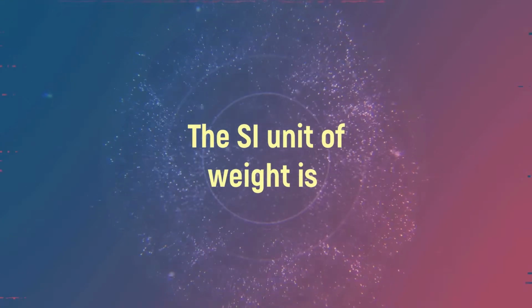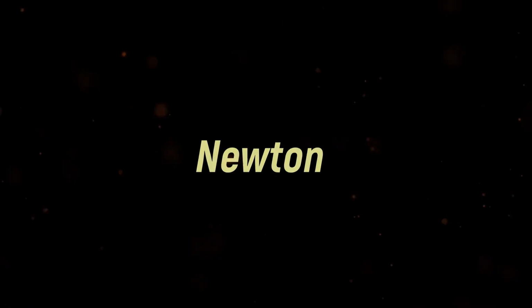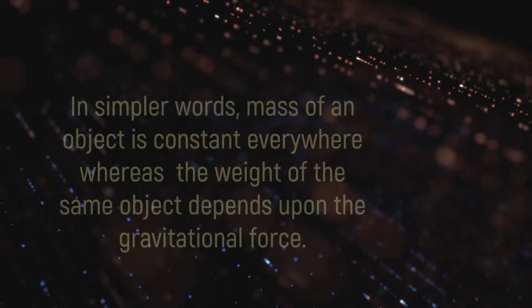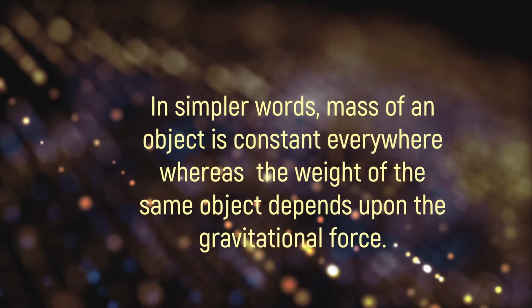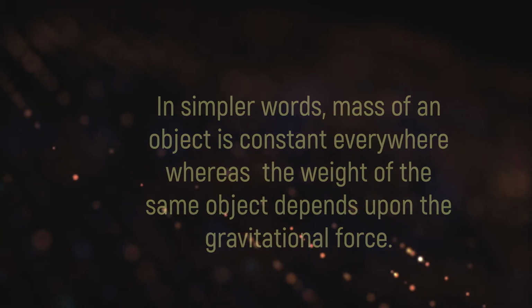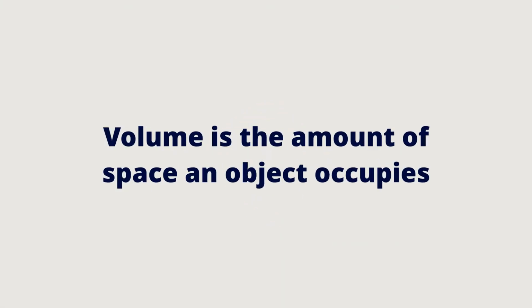The SI unit of weight is Newton. In simpler words, mass of an object is constant everywhere, whereas the weight of the same object depends upon the gravitational force. Moving on, volume is the amount of space that a substance or an object occupies. Let's look into this video to understand volume in detail.